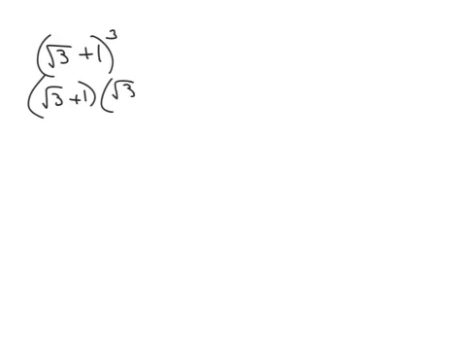We've got the square root of 3 plus 1, and we're cubing it. So that means it's going to be this times this times this. Okay, so what we're going to do is the FOIL method 3 times, or twice. We're going to do it right here.